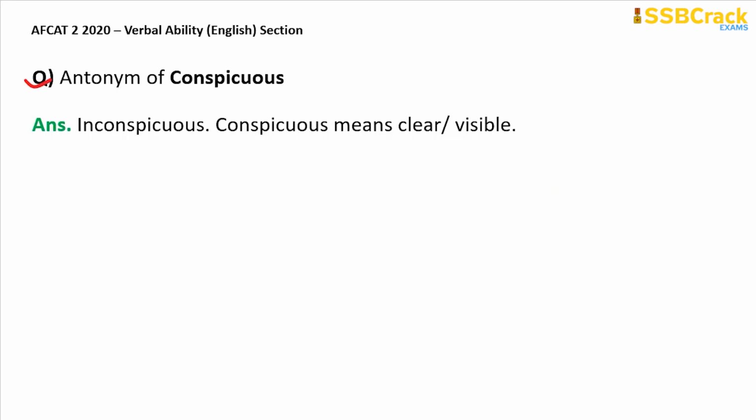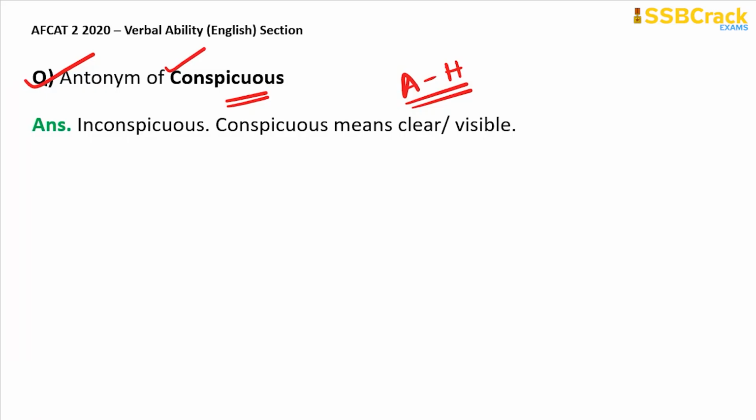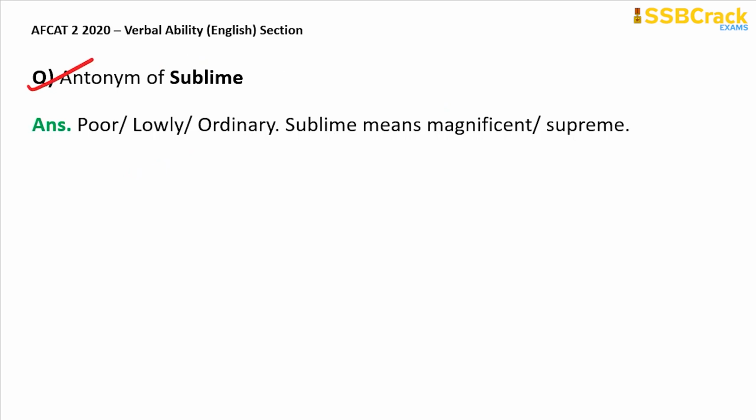The next question is antonym of conspicuous. Right, so this word I hope you have come across in my lists of antonyms A to H. If you have gone through the list of antonyms categorized under A to H alphabet in the Afcat English course, you must have come across this word. Conspicuous means clear or visible. So obviously the opposite or the antonym of conspicuous is inconspicuous. In other words, something that is not clear or not visible, something that is vague. The next question is antonym of sublime.